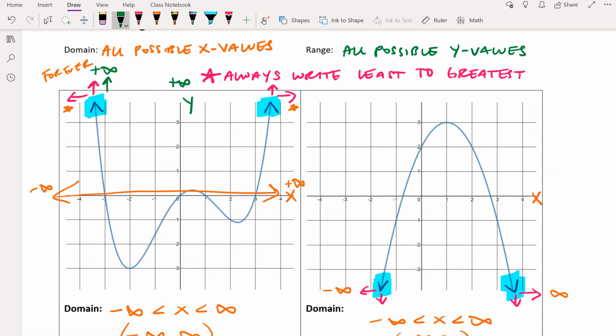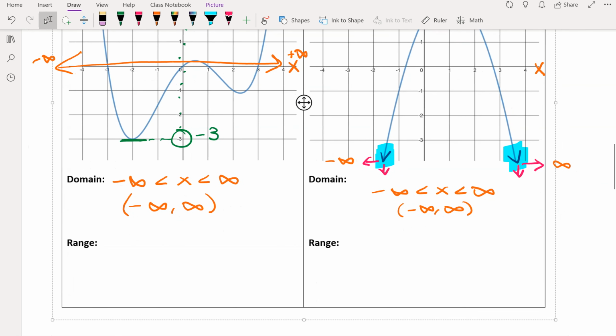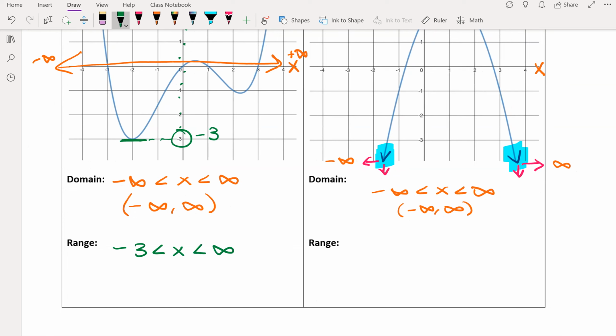But what about my lowest y value? Remember, we need to write from least to greatest. So we need the lowest y value first. Well, let's look on our y-axis. How low does this function go? Right here. That's the lowest spot. What is the y value for that spot? Negative 3. So my lowest y value is negative 3, and my highest y value is positive infinity. So we're going to write the range. y is in between negative 3 and infinity.